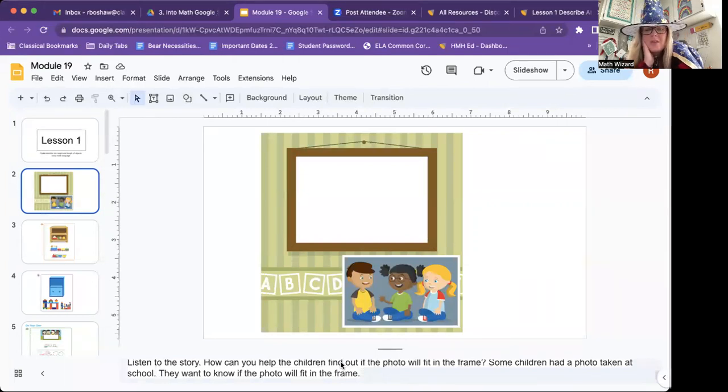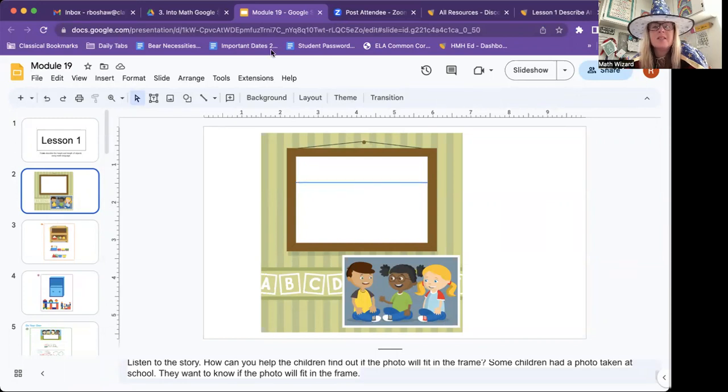What do you think? Do you think the photo will fit in the frame? So let's think of our big math words, length and height. We have to look and try to figure out length and height. Remember, length is from one end to the other end. So the length of the frame is from here to here, the inside of the frame.